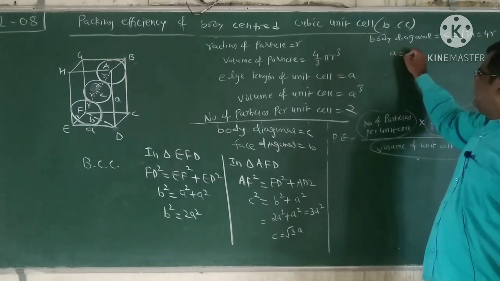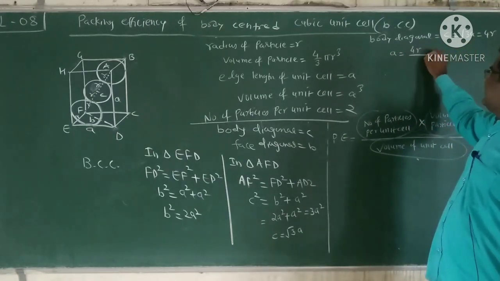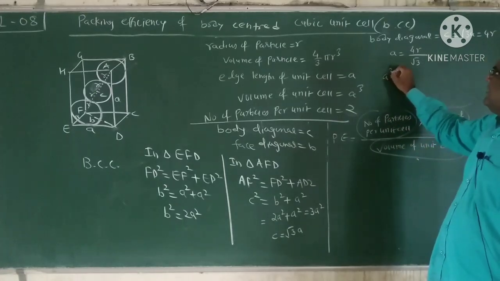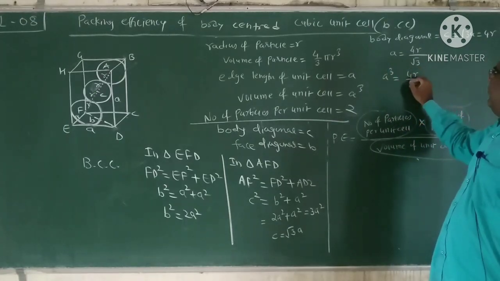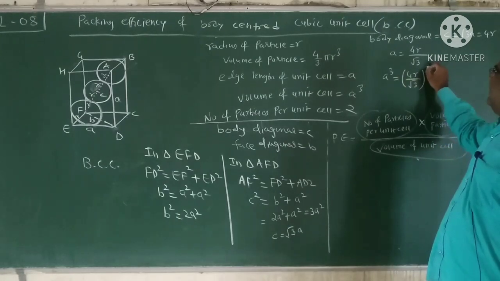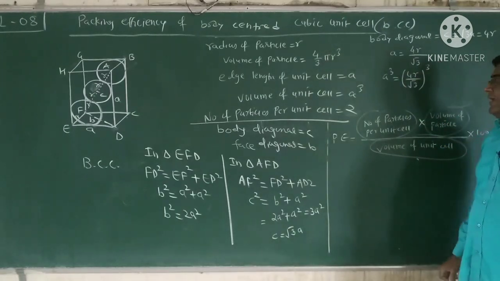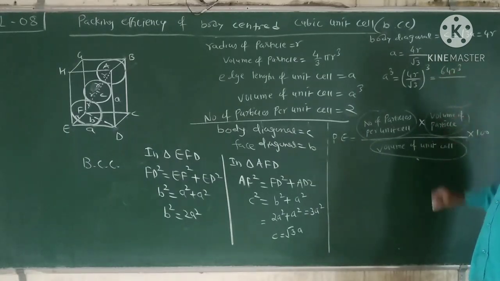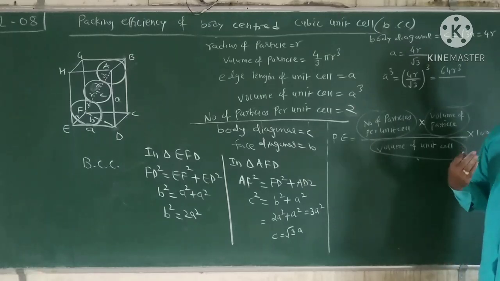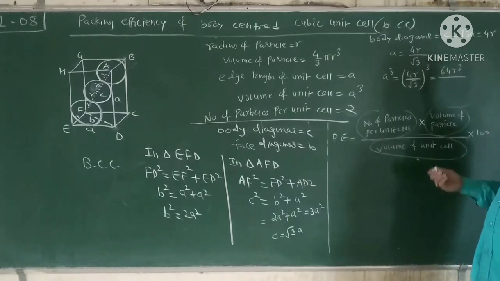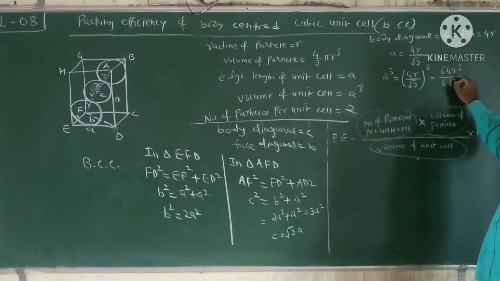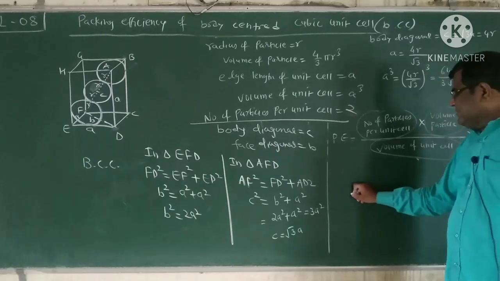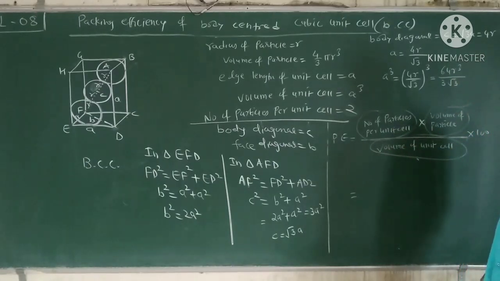So what is the value of A then? A equals 4 times the radius divided by root 3. So what is A cube then? 4 times the radius divided by root 3, and cube of that: 64 radius cube divided by root 3 into root 3 into root 3, which is 3 root 3. So we can substitute here. Packing efficiency is equal to the number of particles per unit cell, which is 2.